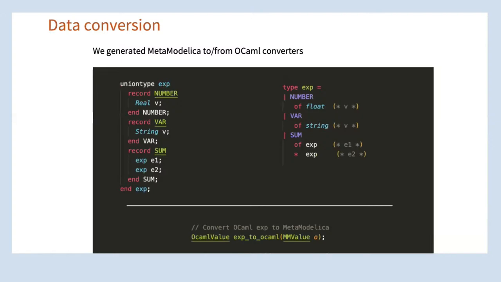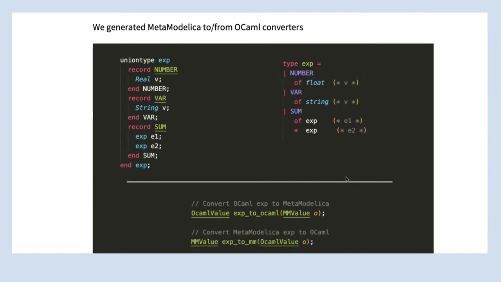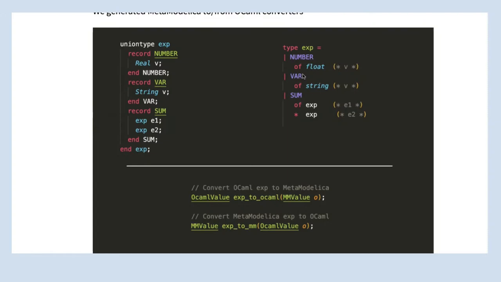Okay, and the next part that we needed to sort out was the data conversions. So we have again the MetaModelica data representation, which is turned into OCaml like this. And since we know exactly the shape of this data, we could create these C functions that will do the conversion. So we could take a MetaModelica value and convert it to OCaml and vice versa. So we could exchange data between the two programming languages.